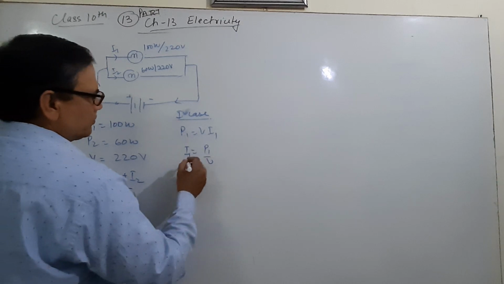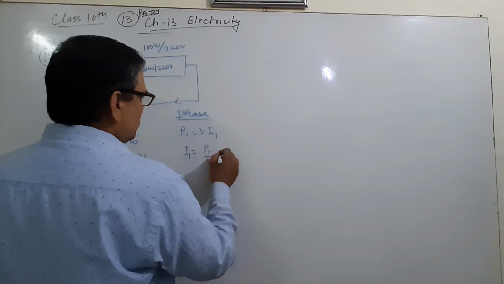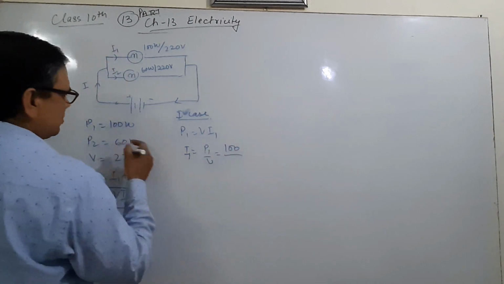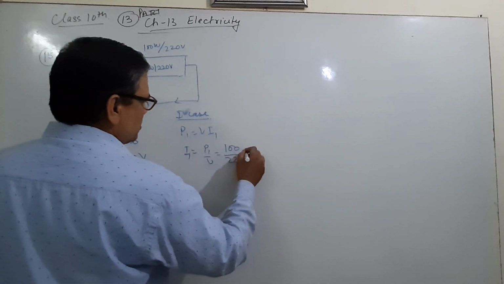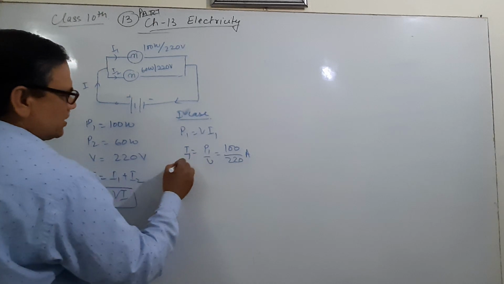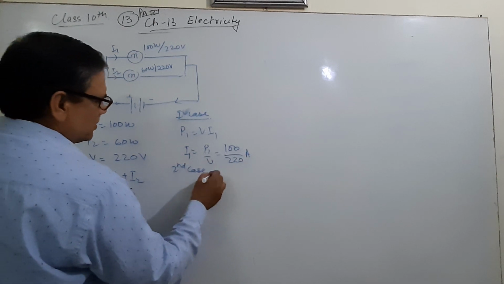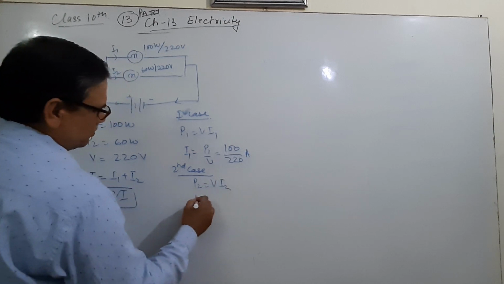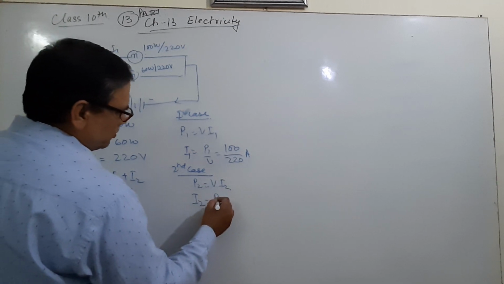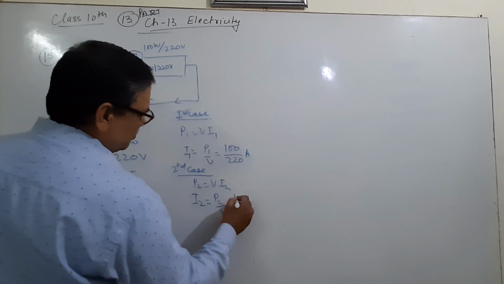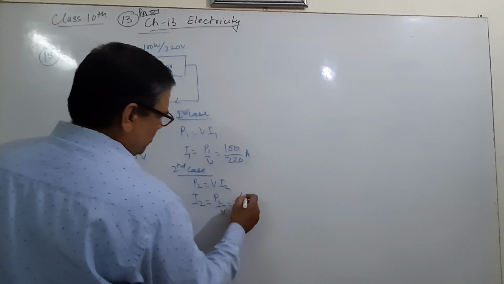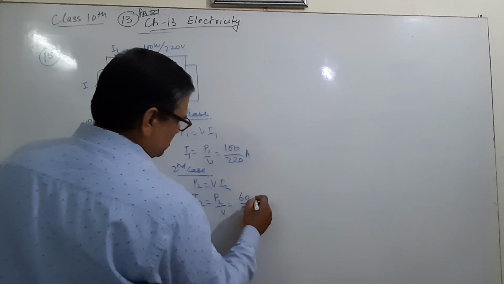And similarly, the second case. So this is equal to P1 upon V. What is P1? 100 upon, what is V? 220. This is in A. And second case, P2 is equal to V I2, and then I2 is equal to P2 upon V. What is P2? 60 upon 220. This is in A.